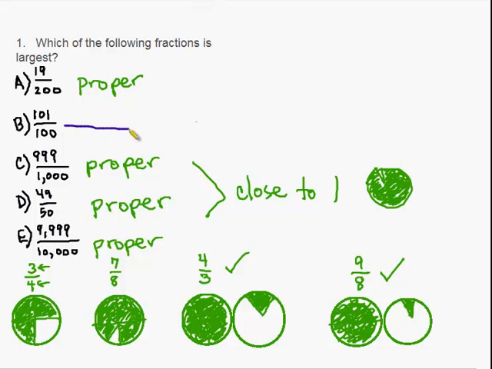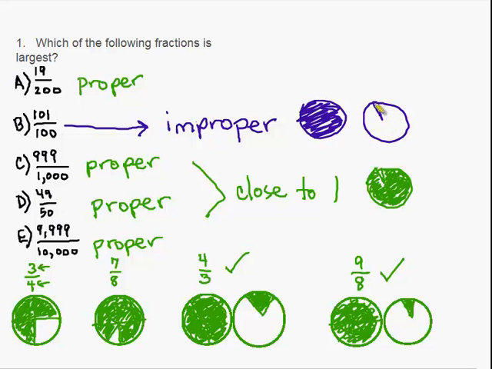But in the case here, we have an improper fraction. And because the numerator is bigger than the denominator, we know that we're going to have one whole piece, and in this case just a little bit of another, but it makes it greater than 1. It is also close to 1, but we know that this is greater than 1, and that's all that matters.